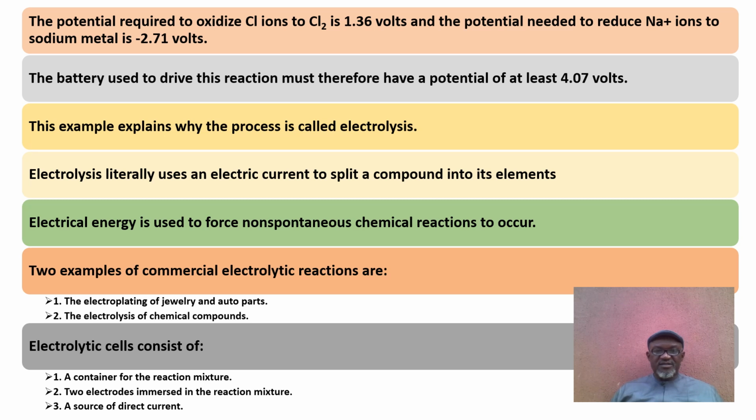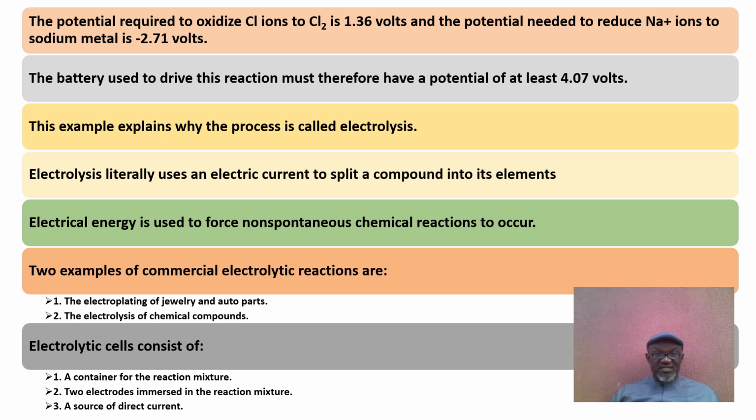This example explains why the process is called electrolysis. That is, it means using electric current to split a compound into its elements. Electro, then lysis means splitting, so electrolysis. Electrical energy is used to force a non-spontaneous chemical reaction to occur.